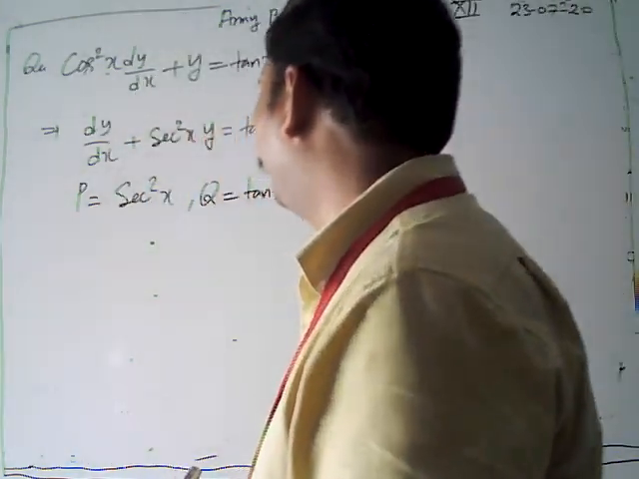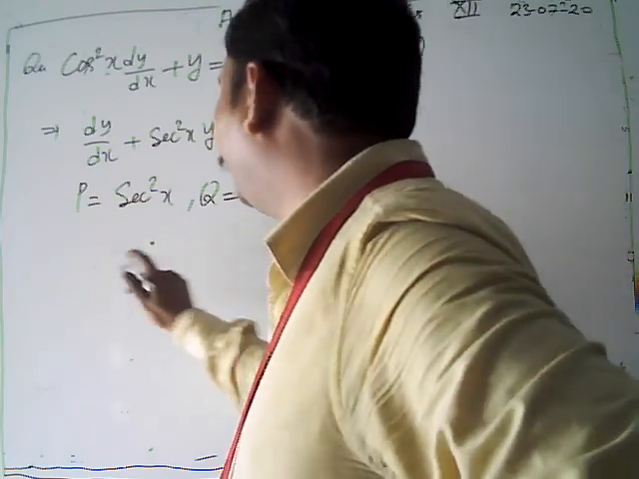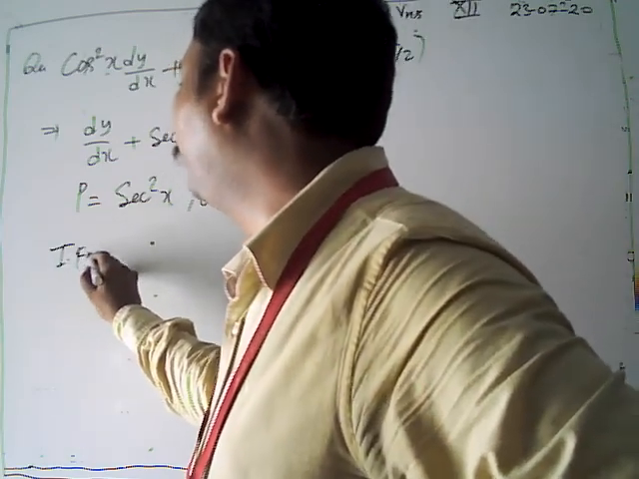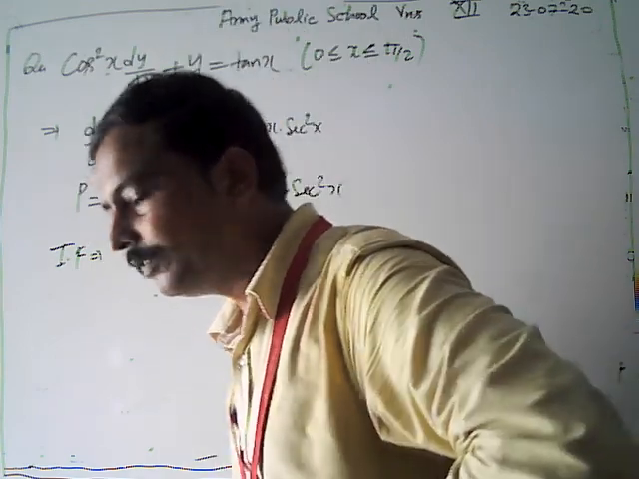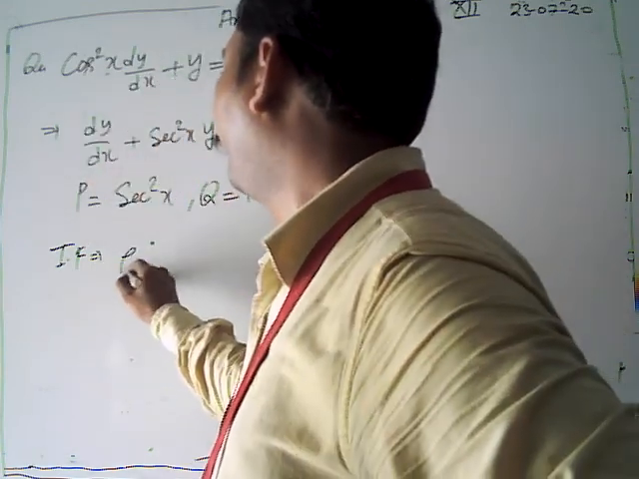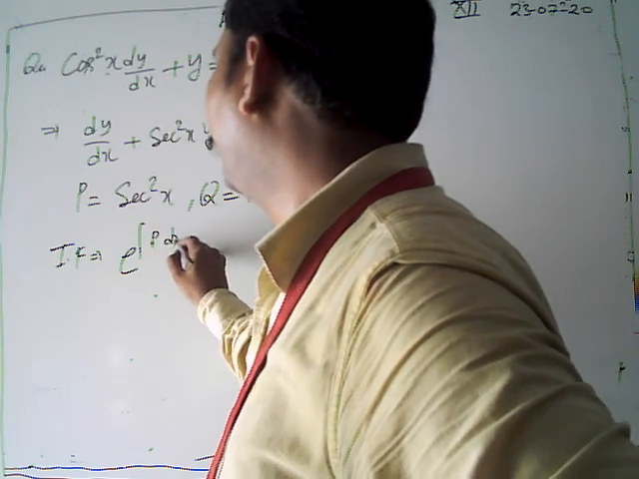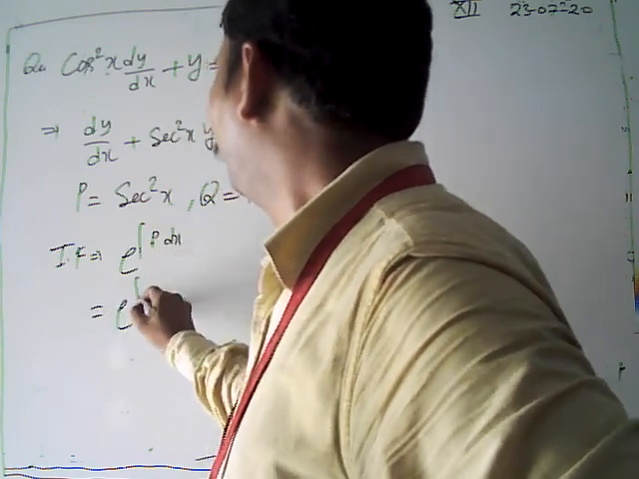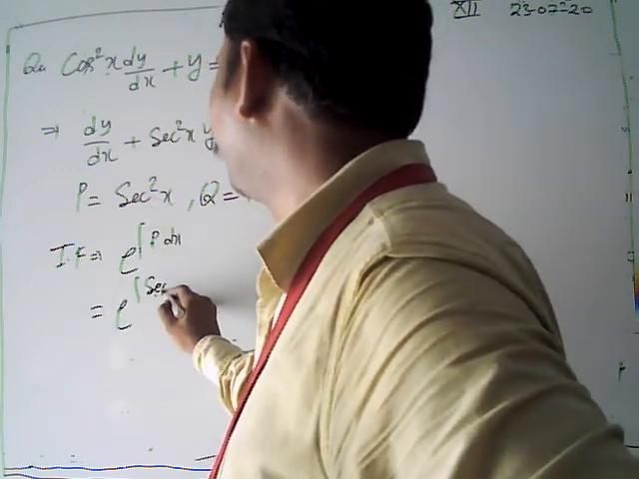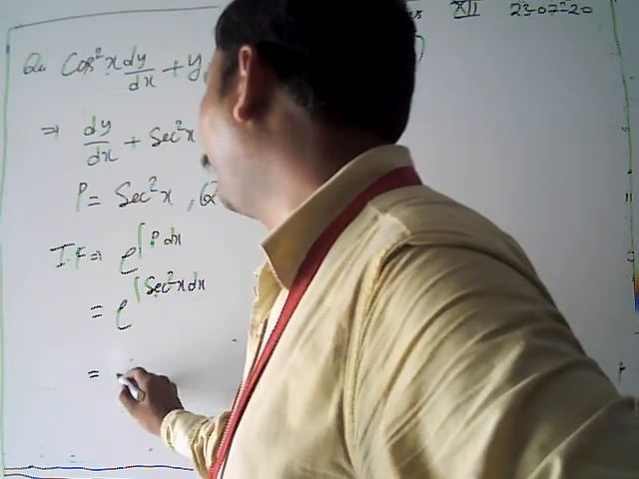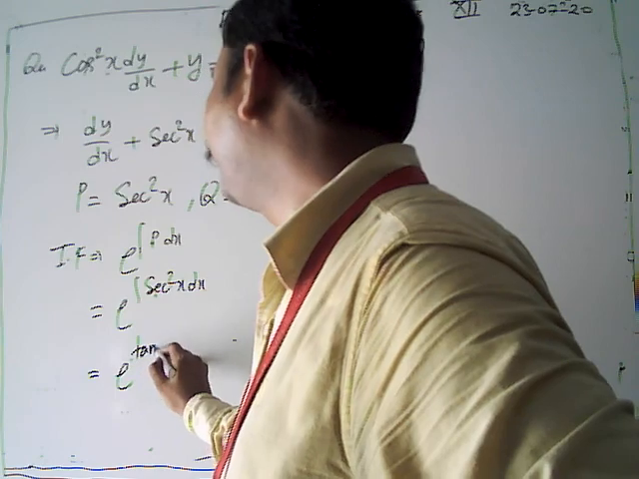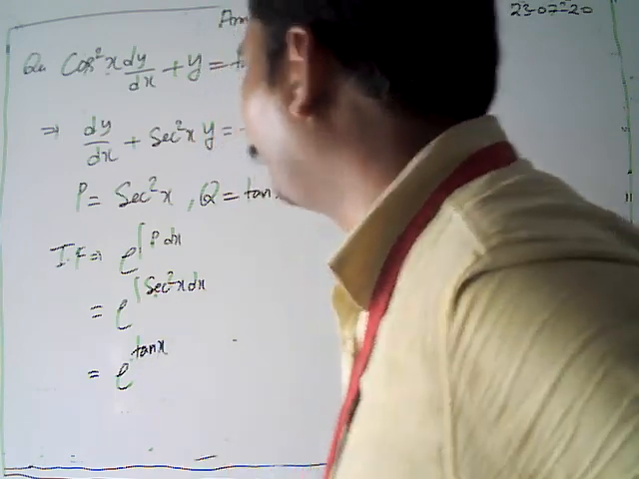Then we get p and q. Now we get the value of p and q. Then we have to find our integrating factor. How can we find our IF? It's e to power integration of p dx. What is our p? P is sec square x. Integration of sec square x dx is what? It's tan x. Then we get e to power tan x.